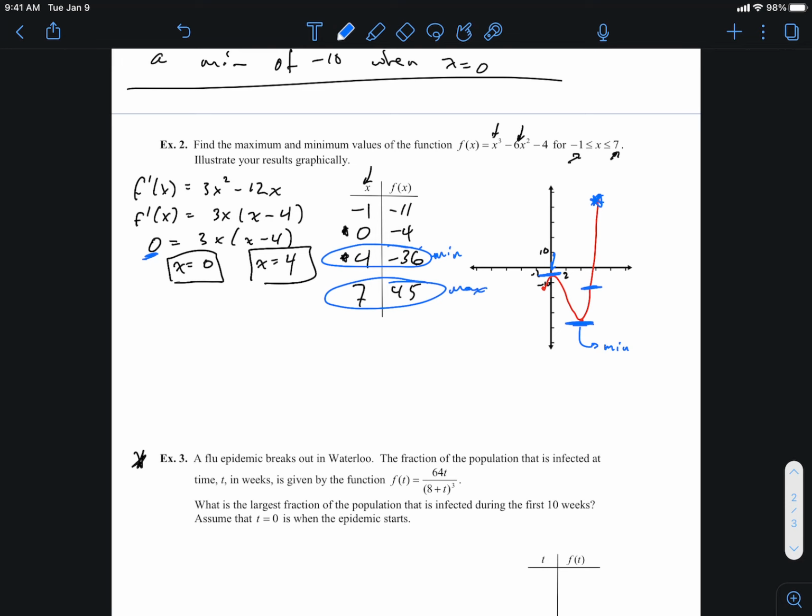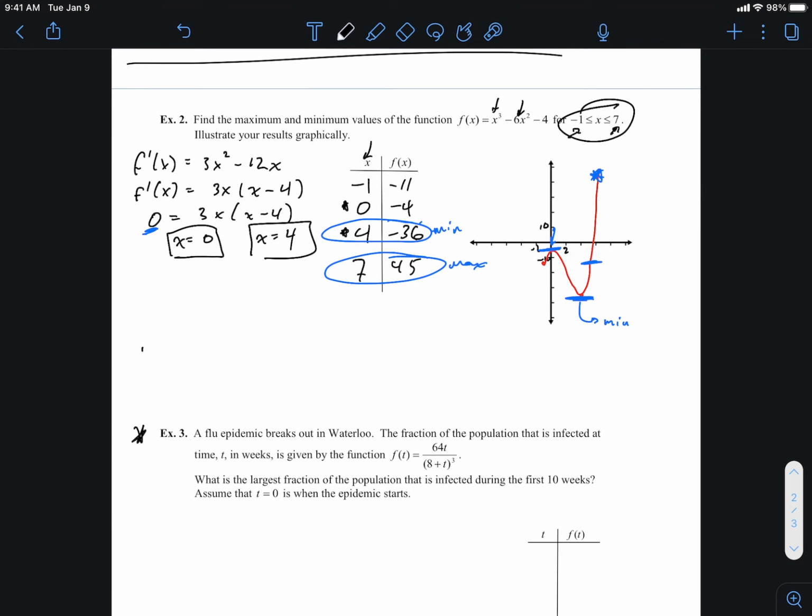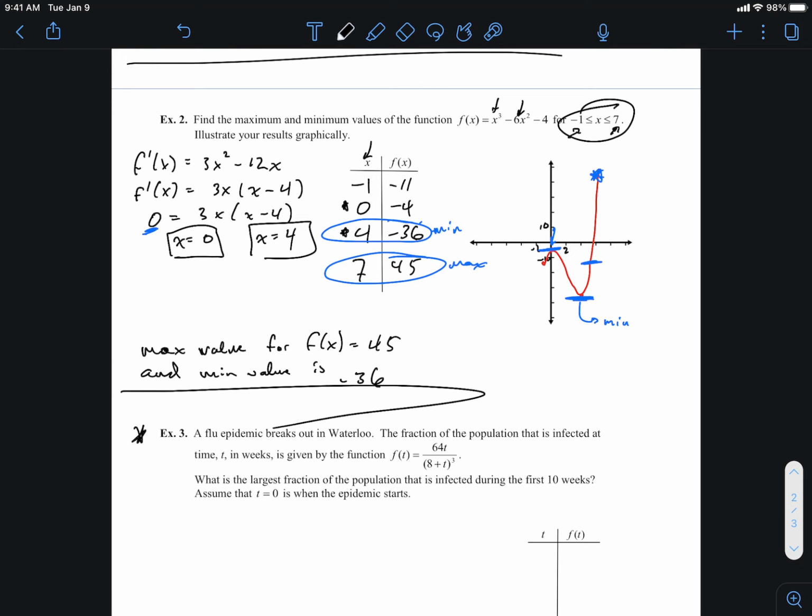So it doesn't necessarily have to be the turning points of the graph, where the tangent line is horizontal. It's all dependent on what the interval is that's defined, right? So we can say, max value first, I guess. Max value for f of x is 45, and min value is negative 36.